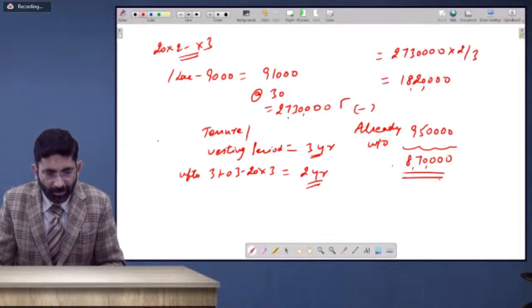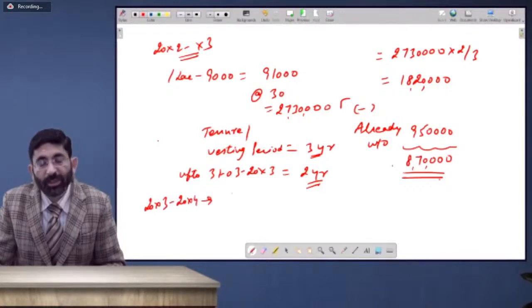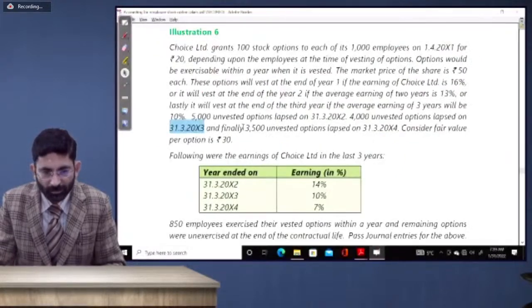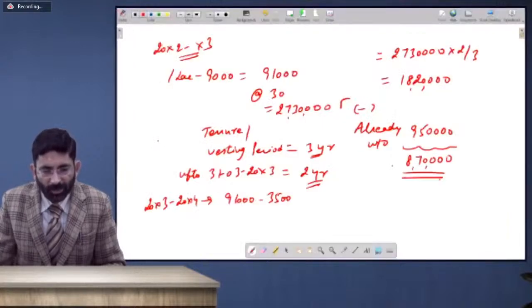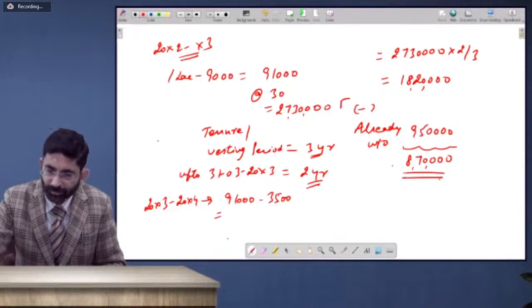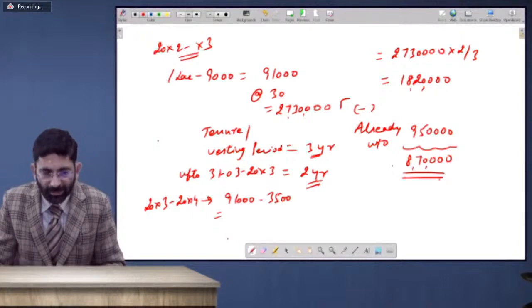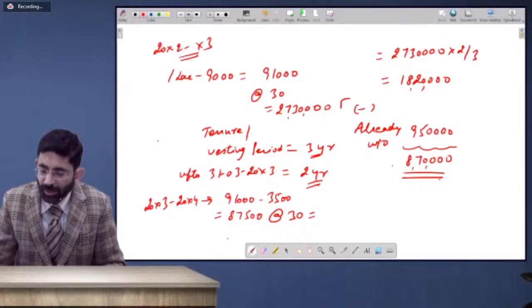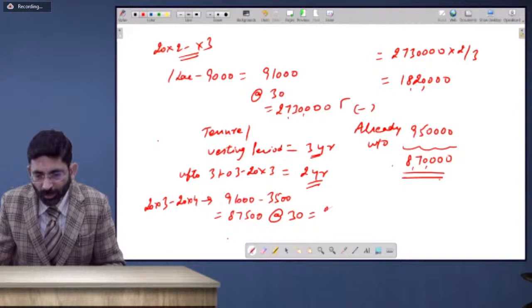So in the third year, what will happen? He says 3,500 further options are lapsed. Means out of 91,000, further 3,500 options are lapsed. So we have only 87,500 options to be continued. And the loss is rupees 30 per share, which is to be written off during the total tenure. And the total tenure is, we know, 3 years only. That is 26 lakh 25,000 only.